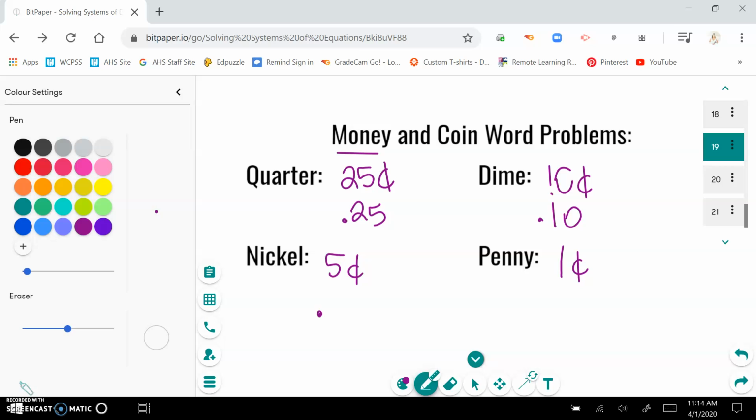The nickel's where it gets tricky. We have to remember to put the 0 in front of it. It's 5/100ths of a dollar, so it's 0.05 in decimal form. Same thing with a penny. It's 1/100th of a dollar, so it's 0.01.